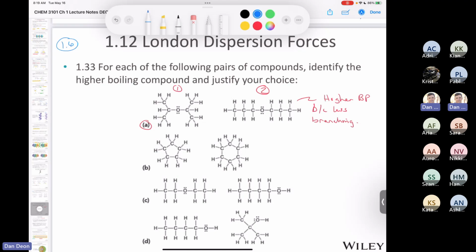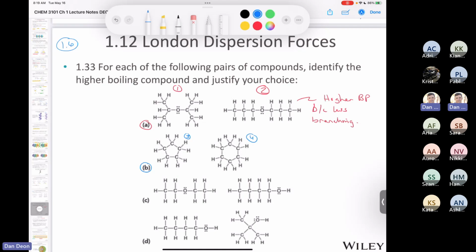If we look at compounds B, you can see that they're both cyclic compounds. I'll call this one 3 and I'll call this one 4. We'll keep going that way. So if I compare compound 3 and compound 4, they're both cyclic compounds. So what would we base it off of then? Which one of these is going to have a higher boiling point, do you think? And go with your gut on this one.